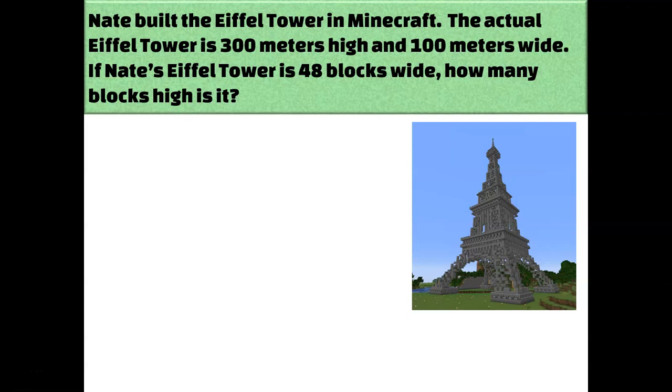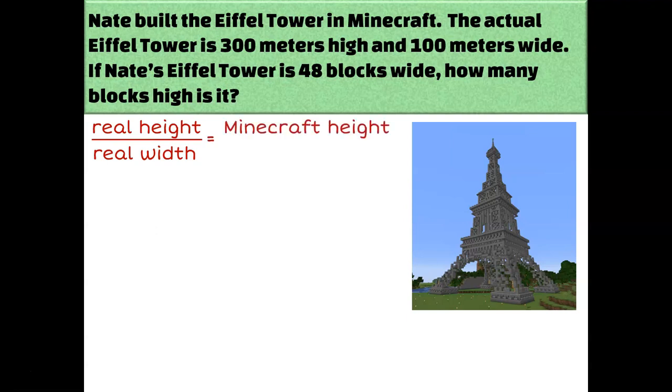And it's important when you set up your proportion to relate corresponding things in each ratio. For example, we could put the real height of the Eiffel Tower over its real width and set that equal to the Minecraft Eiffel Tower height over the Minecraft Eiffel Tower width.